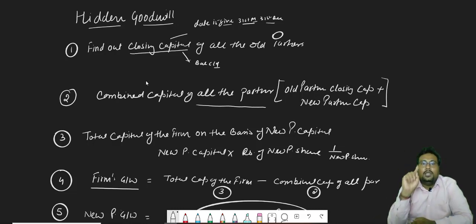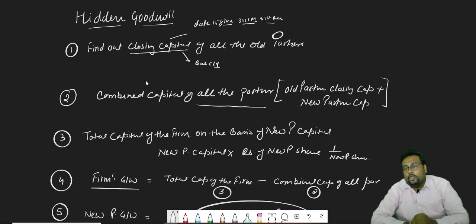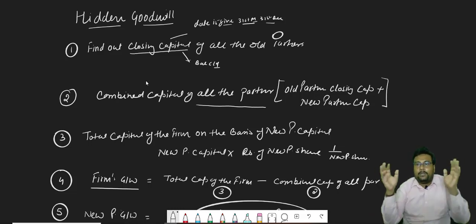Number 1, we first have to find out the closing capital of old partners. Like suppose A, B are partners and they admitted C. So what is the closing capital of A and B? That we have to find out. Second, we have to find out the combined capital. Combined capital means capital of everyone.